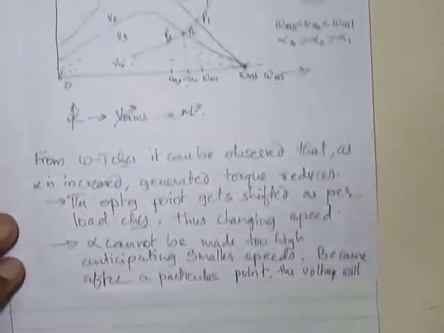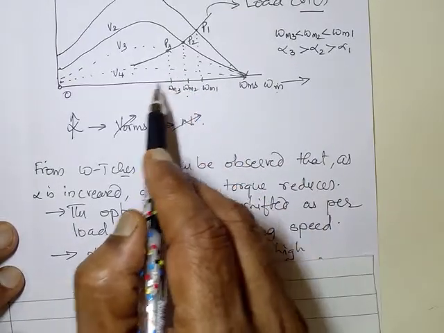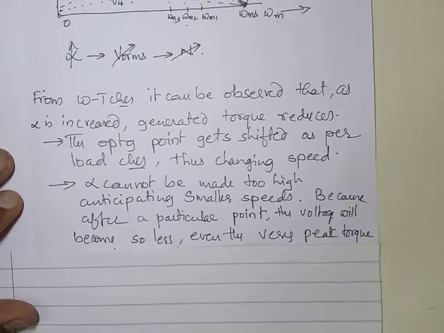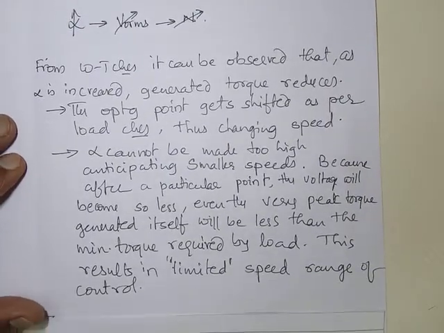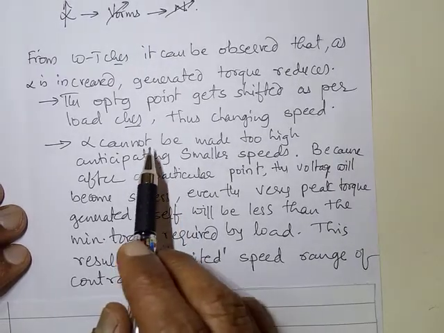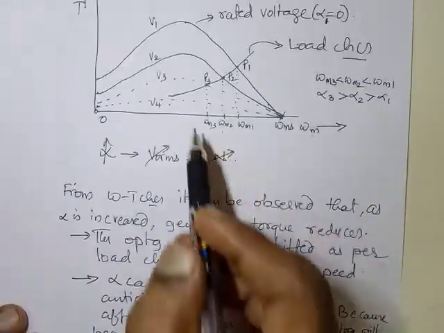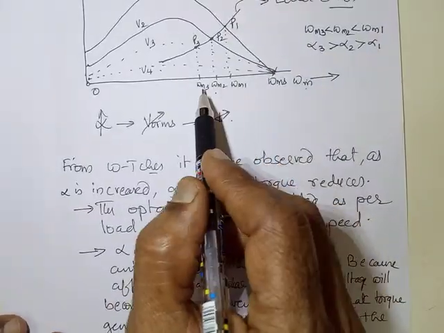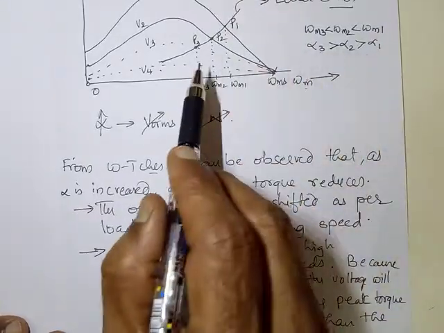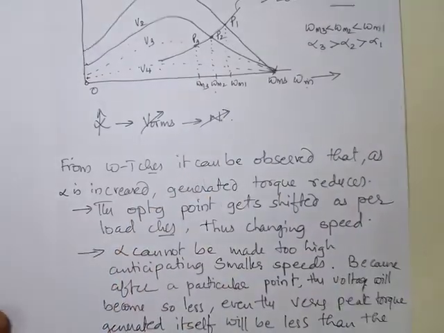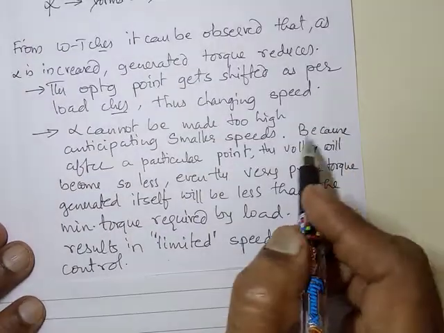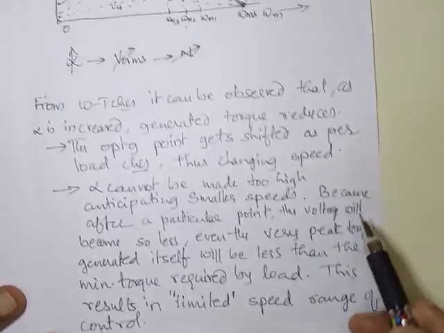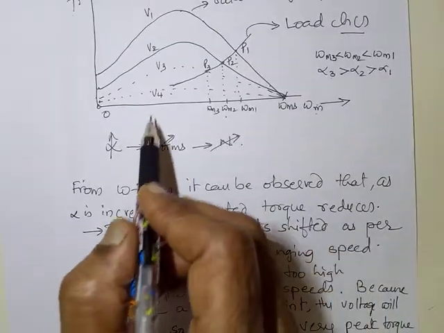And imagining that continuing like this will give me even lower speed, if I continue that process, I will have a problem. What is that? Alpha cannot be made too high. Anticipating smaller speeds, speed is decreasing, na. By increasing alpha, I cannot extend it too much, because when I make alpha too much, the voltage will be so less.